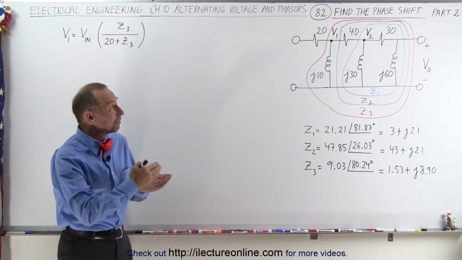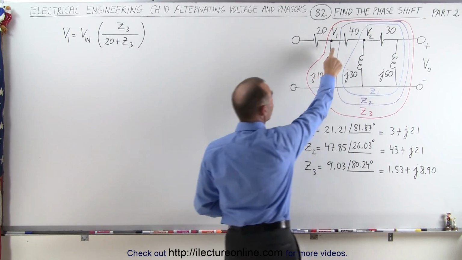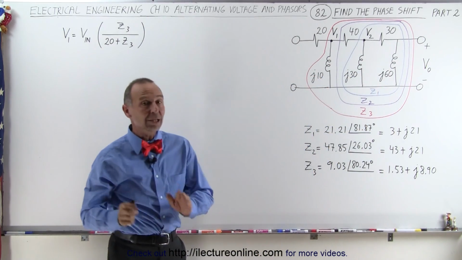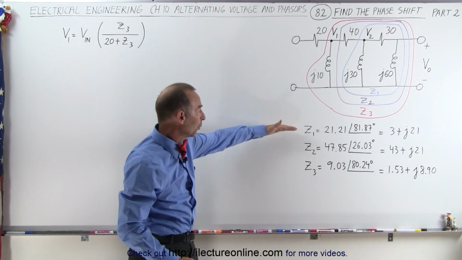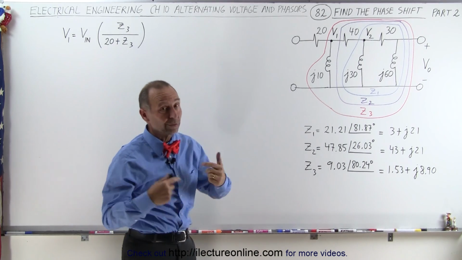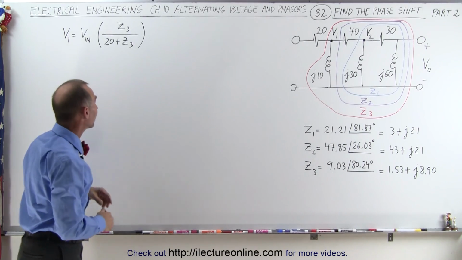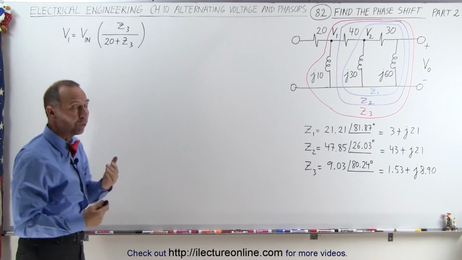Now we're ready to find V1 and V2 in our circuit, and we're trying to find the output voltage ultimately. In the previous video, we already found Z1, Z2, and Z3, which we're going to need to find V1, V2, and the output voltage. Now to find V1, we're going to use a voltage divider.